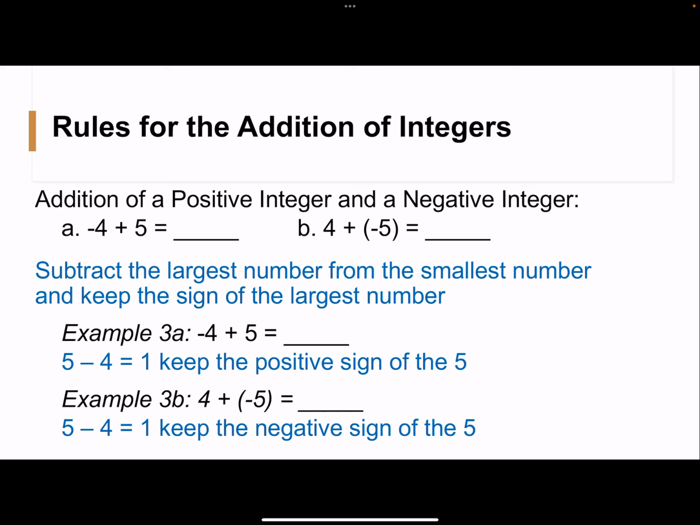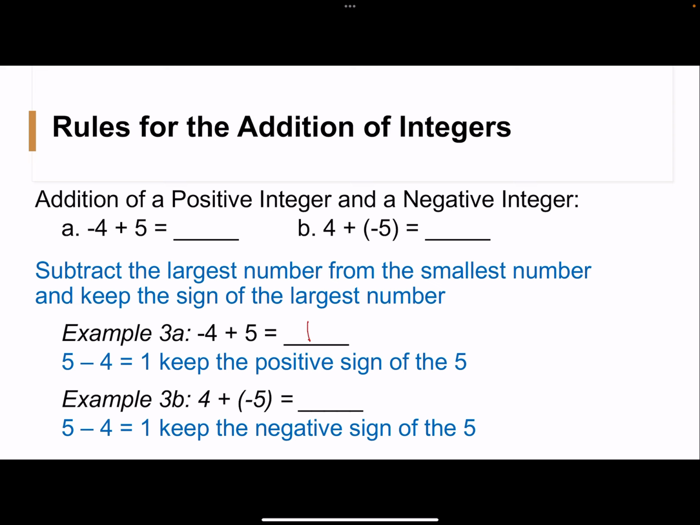You sort of disregard the signs and you're going to take the largest number and subtract the smaller number. So I would go 5 minus 4, I'm going to get 1, and then determine the sign of the number. I look back and see which number was bigger. Since 5 is bigger, I carry its sign. So the answer to 3A would be +1.